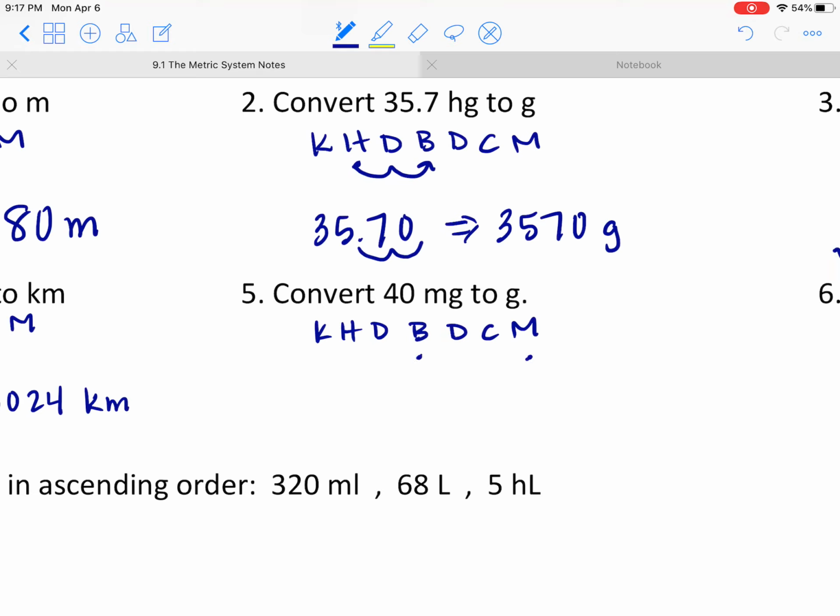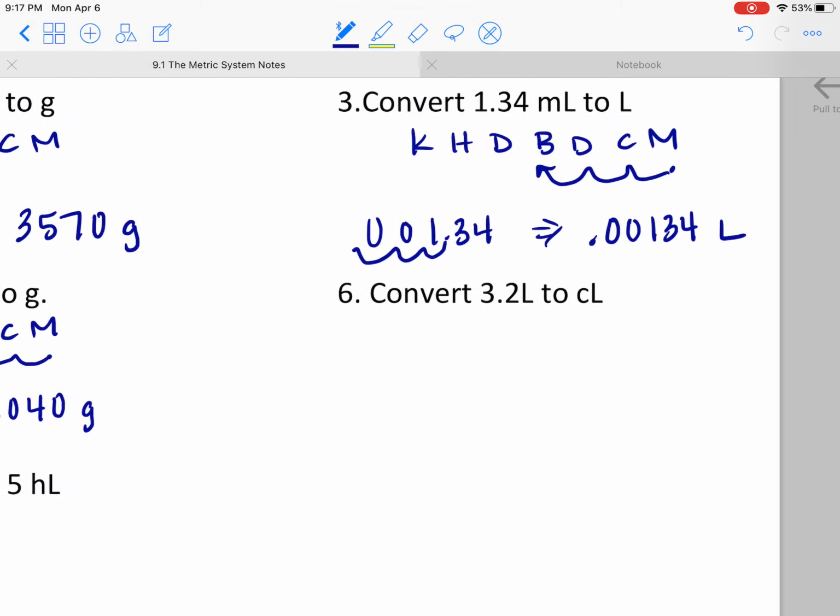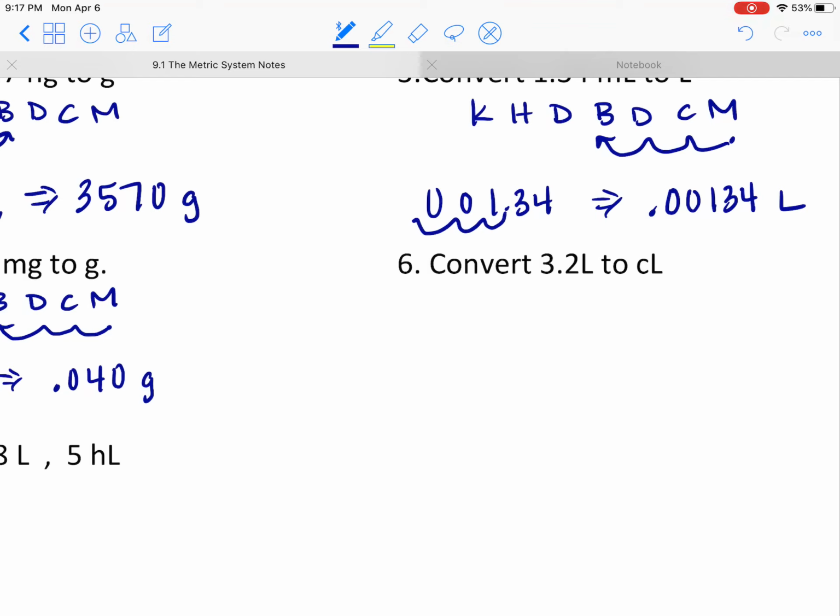Okay, milligrams to grams. King Henry died by drinking chocolate milk. So milligrams is here, and I want to get to grams, which is the base. If I'm starting here, I have to go 1, 2, 3 times to the left to get there. That means I have to take the decimal on the 40 and move it 1, 2, 3 times to the left. So I'm looking at 0.040 grams. And feel free at any point along here to pause and try out the next one, and then unpause it and see if you did it right.